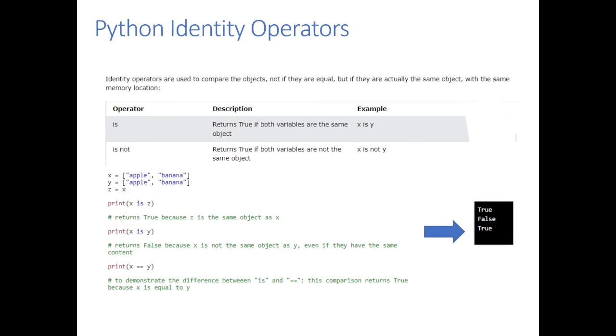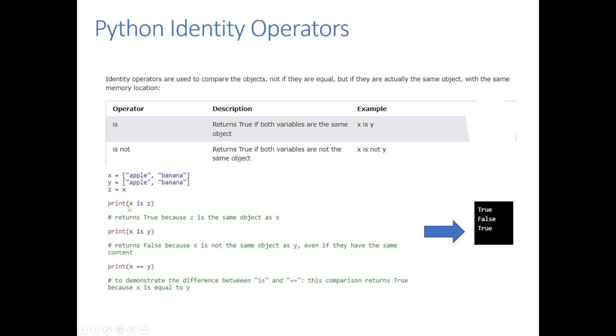Python identity operators. So identity operators are used to compare the objects, not if they are equal, but if they are actually the same object with the same memory location. So is returns true if both variables are the same object. So is not returns true if both variables are not the same object. So we use is, x is not y. That's an example. So here we have x equals apple, banana, y equals apple, banana, z is equal to x.